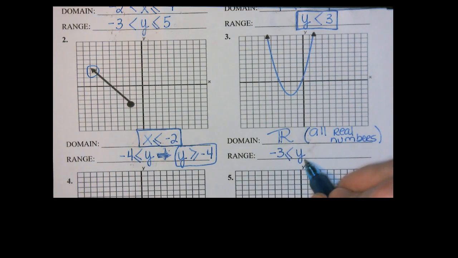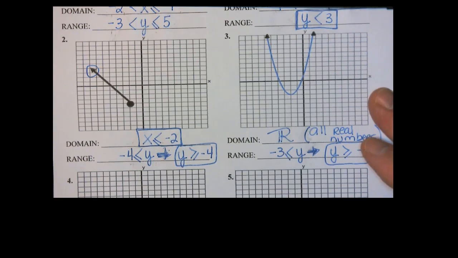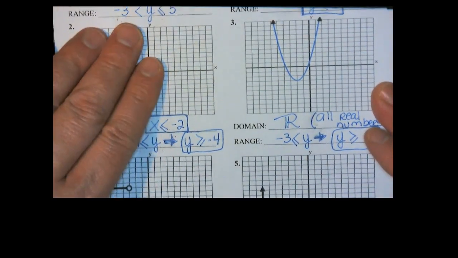And now I ask myself, is this my final answer? No, because the letter is not on the left, so that means I need to flip. So let's flip things here, Y, and then -3 goes here, and I flip the inequality sign. So now this is my final answer. All right, very good. Let's go on to the next problem.